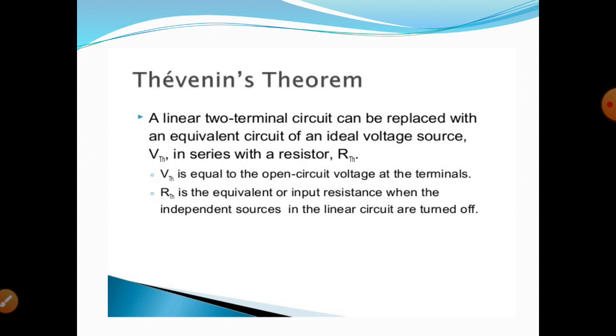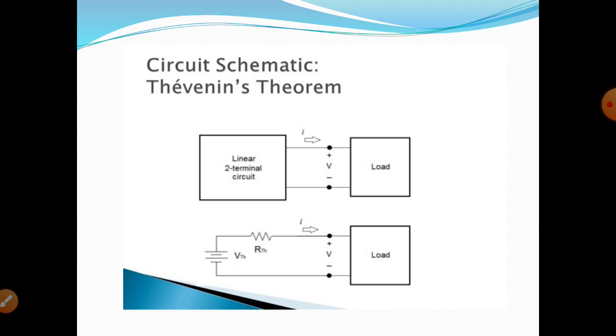In Thevenin's theorem, a linear two-terminal circuit can be replaced with an equivalent circuit of an ideal voltage source. The ideal voltage source is the Thevenin voltage in series with a resistance R Thevenin. V Thevenin is equal to the open circuit voltage at the terminals. R Thevenin is the equivalent resistance or input total resistance when the independent sources in the linear circuit are turned off. This is the schematic diagram of Thevenin's theorem.